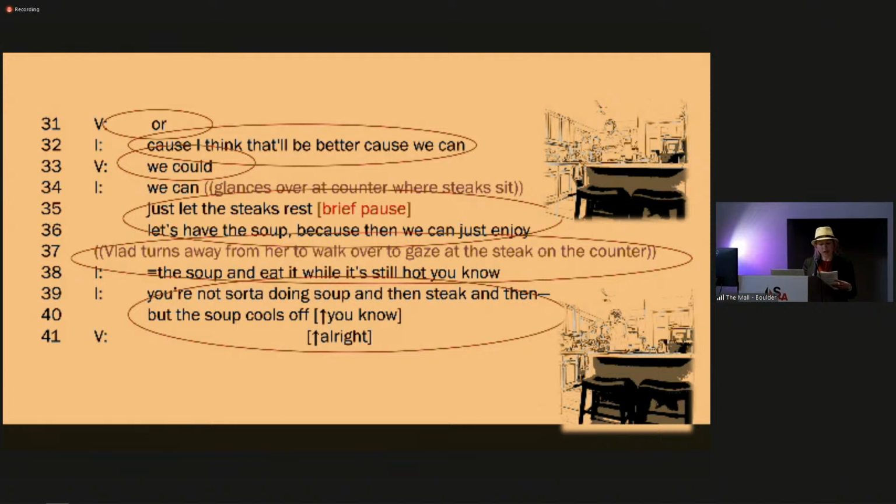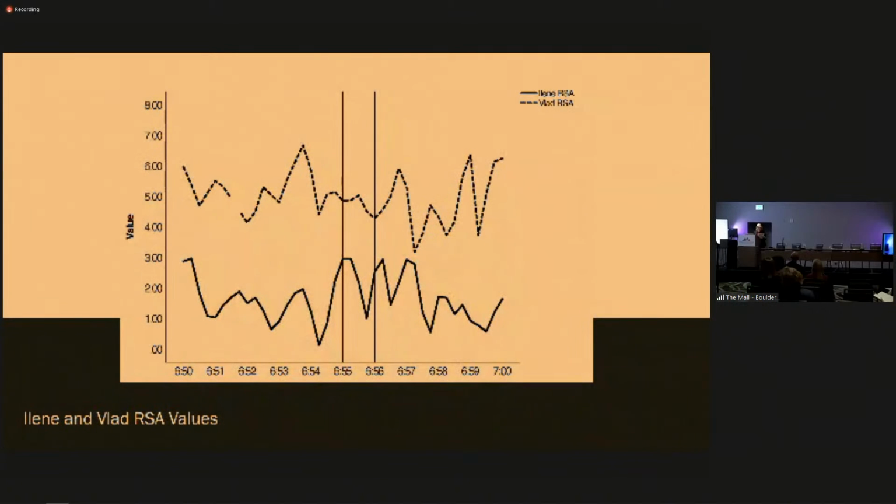So for Eileen and Vlad, the quotidian routine of preparing a meal scaffolds what is arguably an intimate interaction, even while, at least physiologically, they appear to be disconnected. Let's come back here again. So thinking about the physiological asynchrony here.